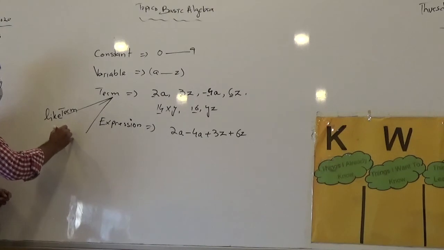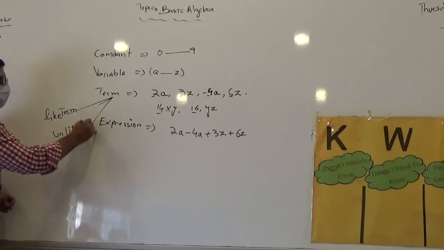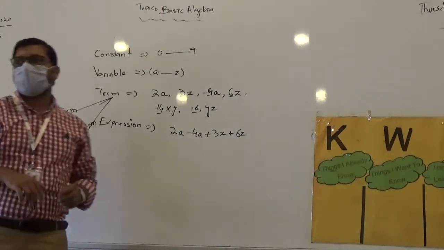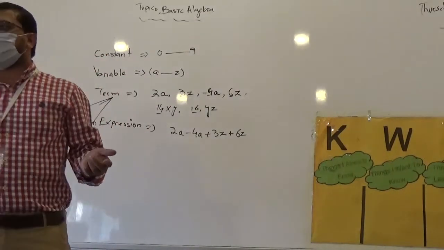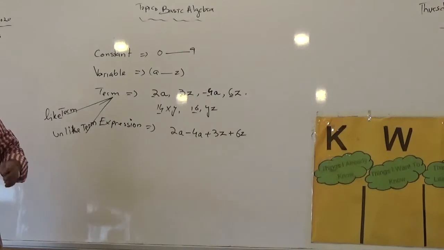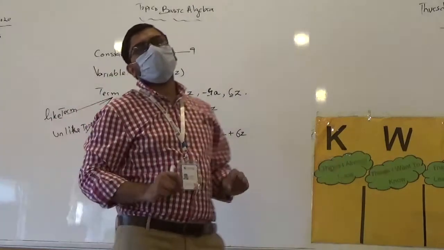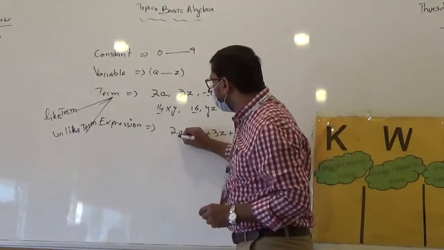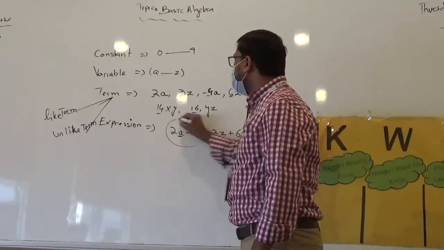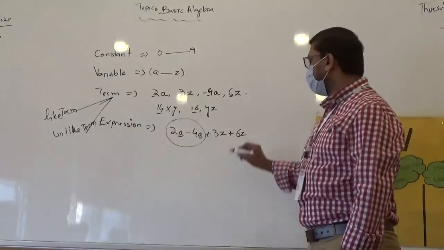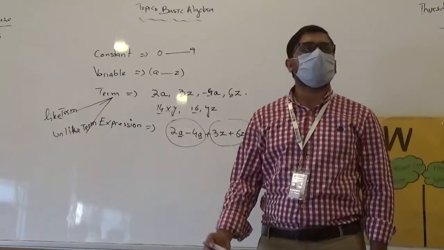or unlike term. Like or unlike doesn't mean that you like it or you don't like it. Like terms or unlike terms mean if you are given the same variables along with the coefficient. What about this one? a and a. So these two are like terms. Similarly, 6z and 3z, they are also called like terms.